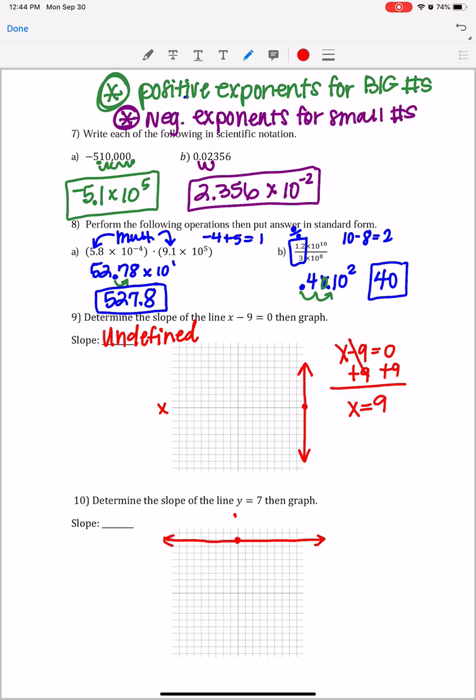Okay. Went along our y-axis to 7. And just like last time, this has no x in it, so it's never touching this x-axis. It's got to be parallel to it. Horizontal lines have a slope of 0. Okay.